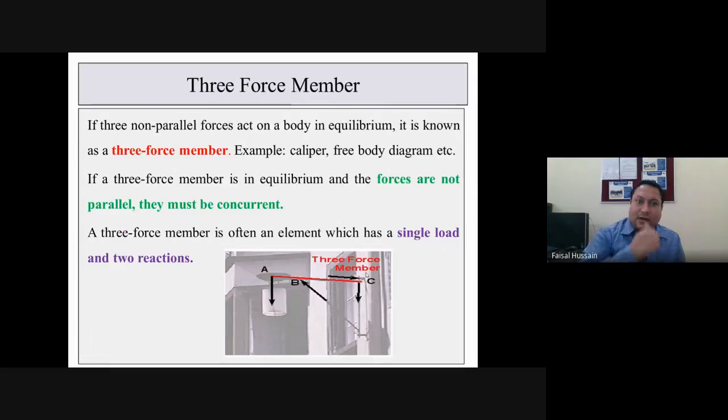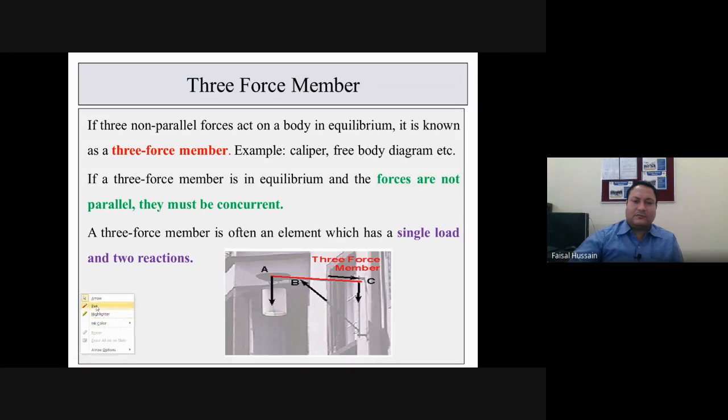Now, similarly, three force member here. Again, I am taking that example, but I have adjusted the arrangement of forces so that you can properly explain the three force member concept. Here, if three non-parallel forces, why non-parallel? This is, and also they are non-collinear. They are not passing through a certain point. If three non-parallel forces act on a body in equilibrium, then it is known as a three force member.